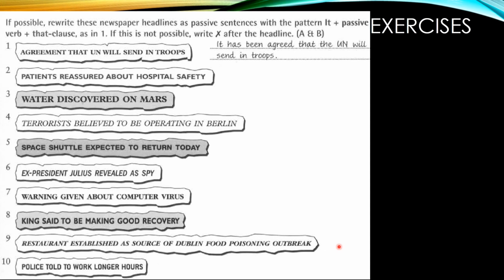This is another exercise for you. If possible, rewrite these newspaper headlines as passive sentences with the pattern it plus passive verb plus that clause, as in the example. If this is not possible, write a cross after the headline. It's like, it has been agreed that the UN will send in troops. And here is the headline: agreement that UN will send in troops.